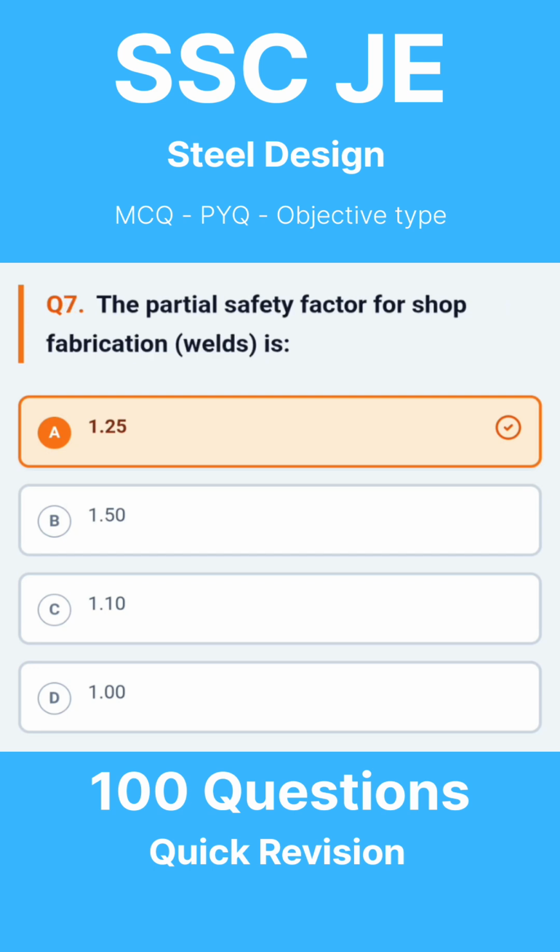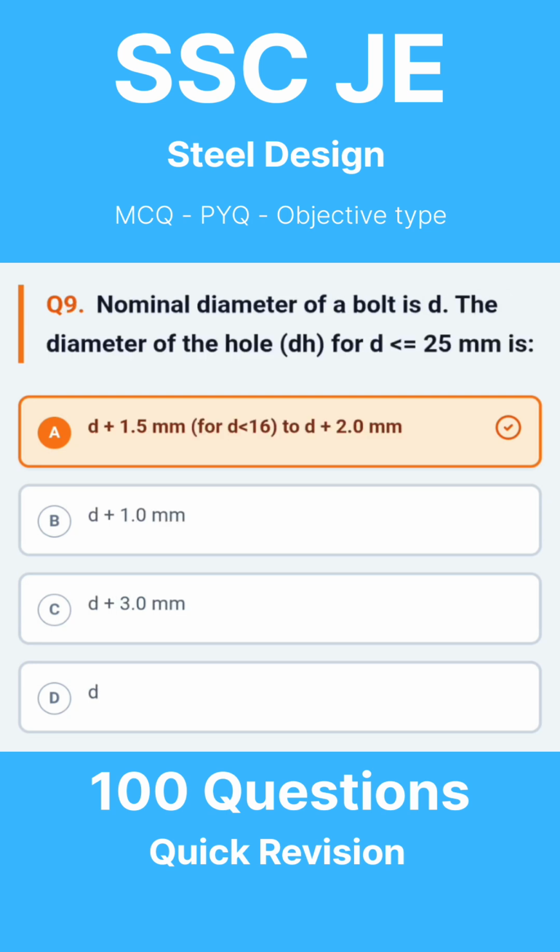Question 7. The partial safety factor for shop fabrication welds is. The correct answer is 1.25. Question 8. The partial safety factor for field welds is. The correct answer is 1.50. Question 9. Nominal diameter of a bolt is d. The diameter of the hole dh for d less than or equal to 25 mm is. The correct answer is d plus 1.5 mm for d less than 16 to d plus 2.0 mm.